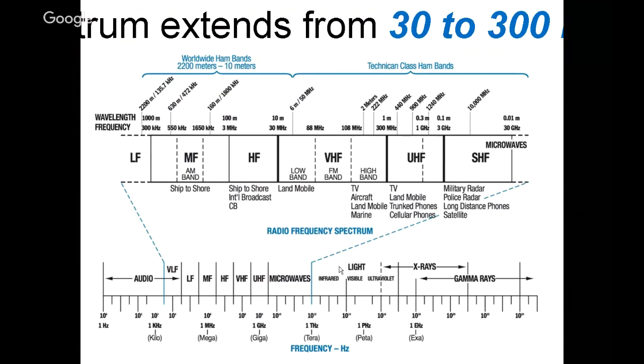All right, you can see here what your spectrum is. You can see that HF is 3 to 30. And then you get into VHF, and you have low band FM and the high band VHF, but it extends from 30 to 300. And then from 300 to 3 gigahertz is UHF. And then above that is your super high frequencies. So there's part of your spectrum.